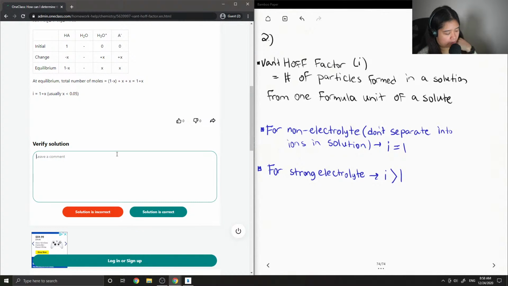Yep, so those are all the ways of finding the van 't Hoff factor. So the solution is correct.